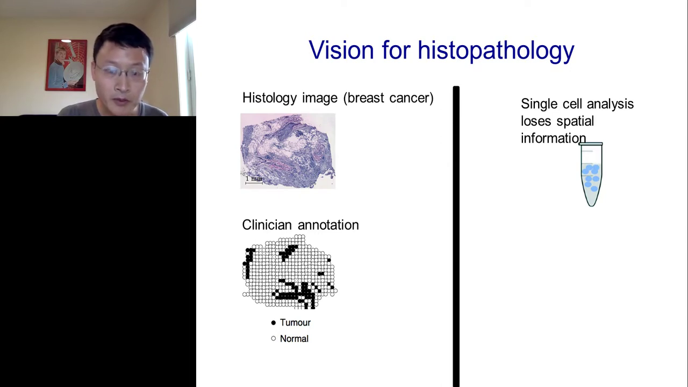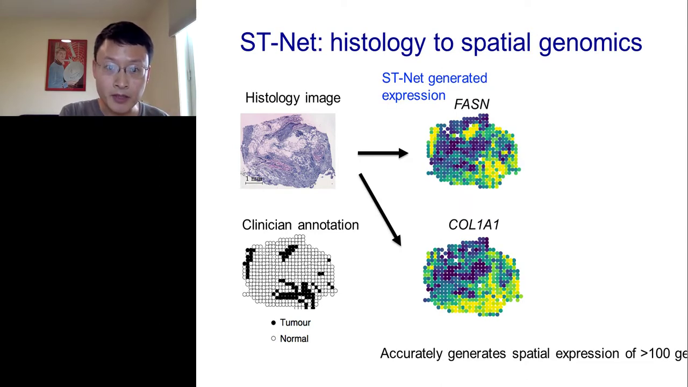And what we have been doing recently is to use computer vision to develop new technologies that allow us to get the best of both worlds, right? So you have both the spatial imaging data, and at the same time, you also have rich genomic readouts that are spatially resolved. So here's just an example application of our algorithm, which we call the STNet algorithm.